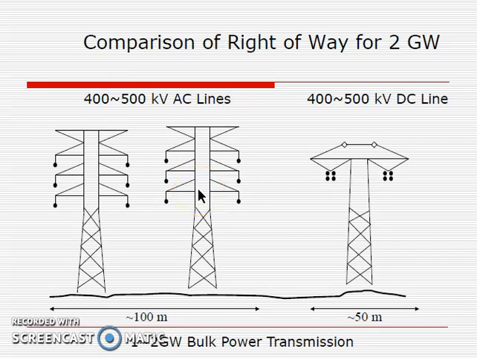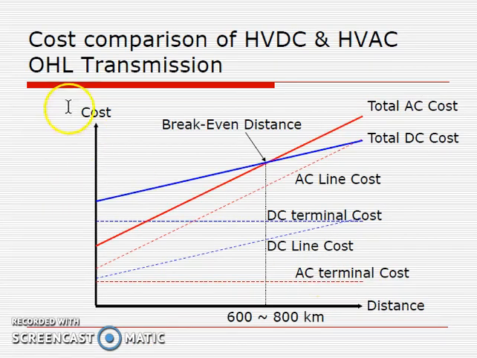So this is the comparison of right of way for 2 gigawatt bulk power transmission lines. This is the 405 kV AC line and the 405 kV DC line. This is the difference between the two. And the next one is the cost comparison of HVDC and HVAC overhead line transmission.